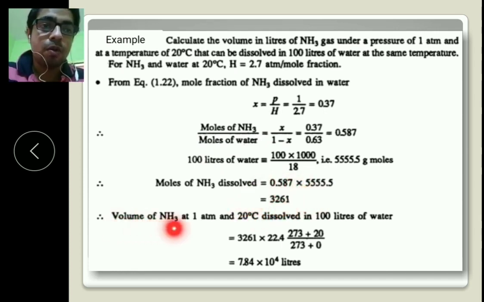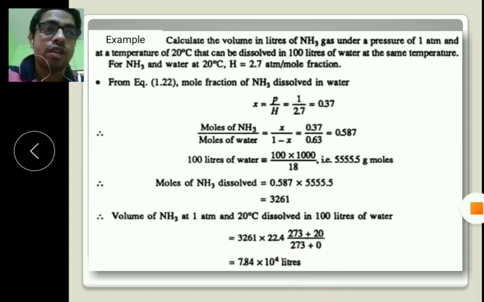So the volume of ammonia at 1 atmosphere and 0 degree centigrade in 100 liters of water is equal to the number of moles here, and each mole occupies a volume at 0 degree centigrade of 22.4. Now the temperature is higher, it is 20 degree centigrade, so multiply by 273 plus 20 divided by 273 plus 0. At 0 degree centigrade the volume is 22.4. As the temperature increases, the volume will be increased, so the volume is this. So this is for today, we will see you in the next class.